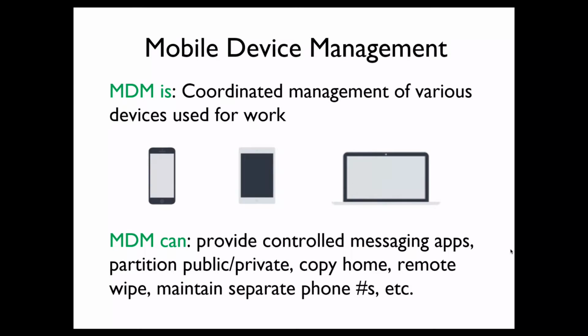So your IT department can basically install a piece of software on your phone or on the agency issued phone. This would be built in, allowing them to manage various devices used for work and control the content. So it can, for example, provide certain messaging apps that you have to use for work, and those would automatically be captured, which is handy.